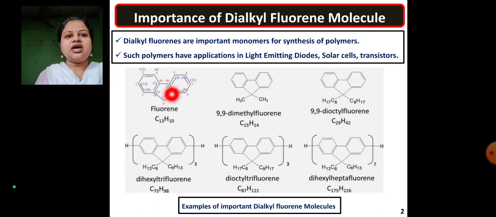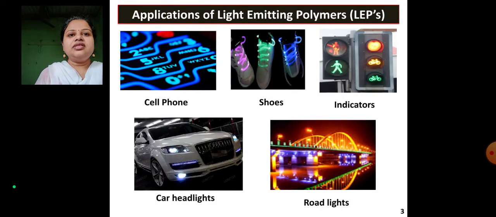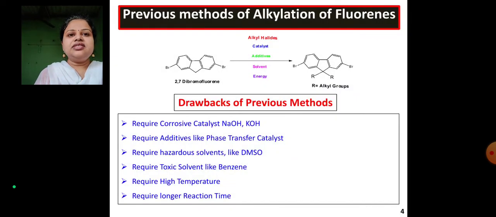So these are a few examples of the dialkyl fluorene molecules. These are the applications of the light emitting polymers. These light emitting polymers are highly applicable in cell phones, shoe indicators, car headlights and road lights. This is a previous method of alkylation of fluorene.